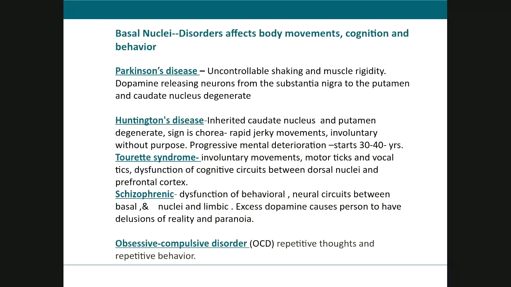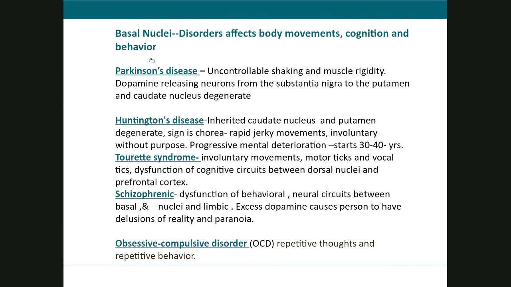So again, what would happen if the basal nuclei were not functioning correctly or were degenerative? Because it affects our body movements, our cognition, and behavior. Certain diseases are associated with that, one is Parkinson's disease. Parkinson's disease is a degenerative process from an inability to have enough dopamine, which is a neurotransmitter released from the neurons of the substantia nigra in the midbrain, and it also affects the basal nuclei, the putamen and the caudate nucleus. This condition will produce uncontrollable shaking and rigidity.